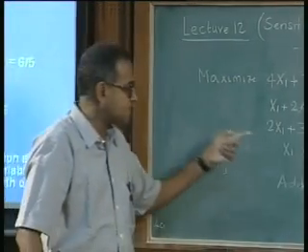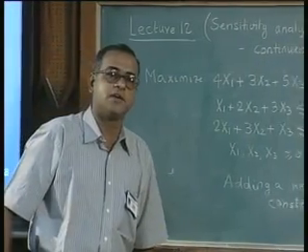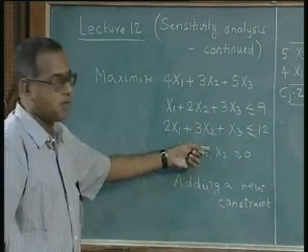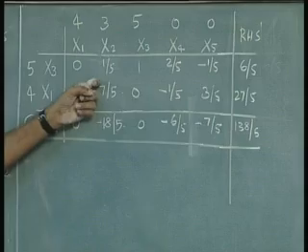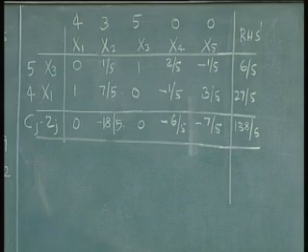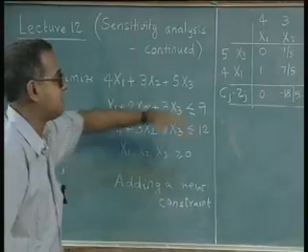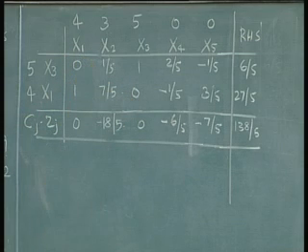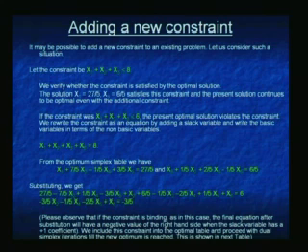Now if such a new constraint is introduced, once again we need to know whether we should solve the problem afresh, or is it possible to go back to the optimum table, make the changes with respect to the new constraint in this table, and proceed from here to the optimum. So let us consider a new constraint. Let us have a new constraint which is x1 plus x2 plus x3 less than or equal to 8.